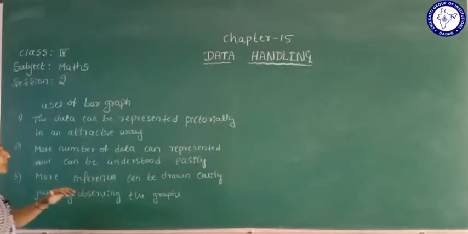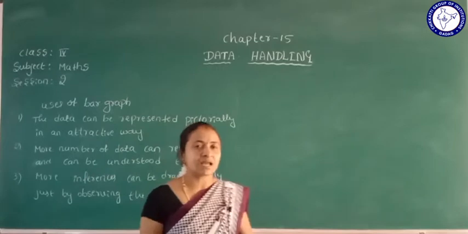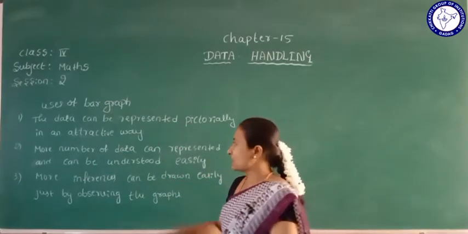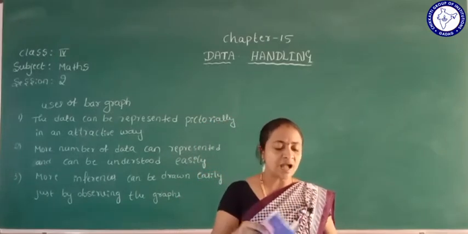And more inference can be drawn easily just by observing the graphs. Just by observing the graph, we can understand which are more in number and which are less in number. So these are all the uses of a graph. Understood this? Next we are going on.